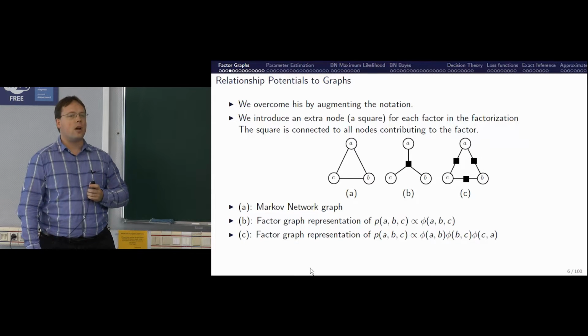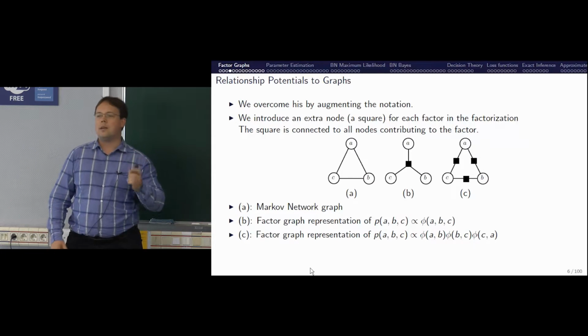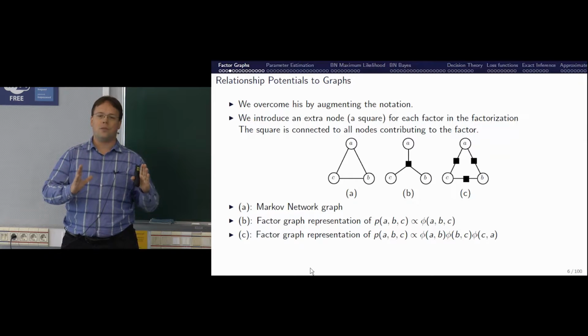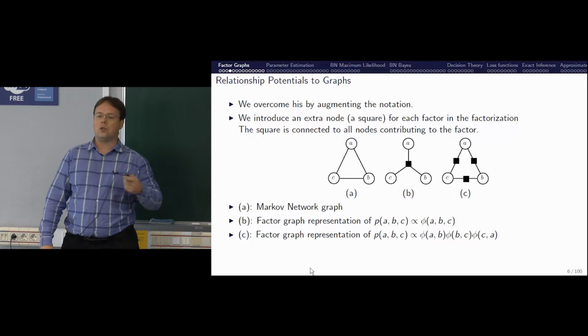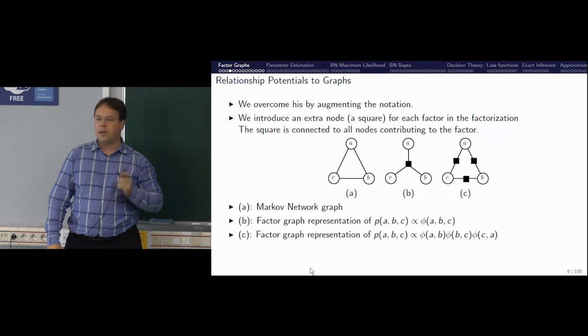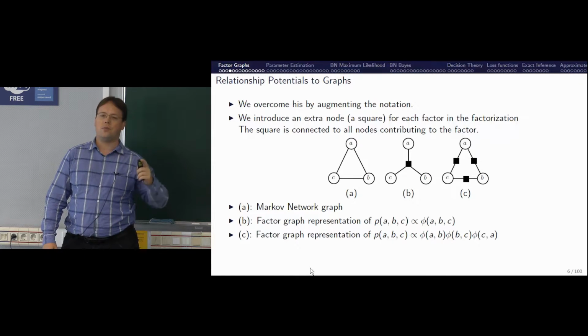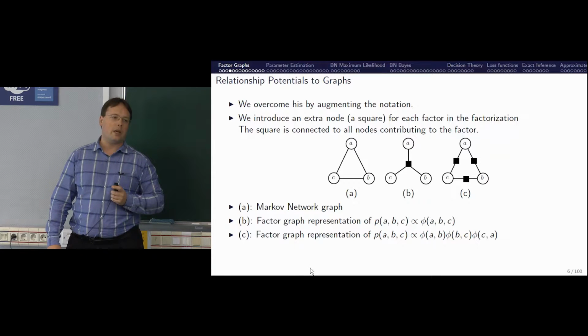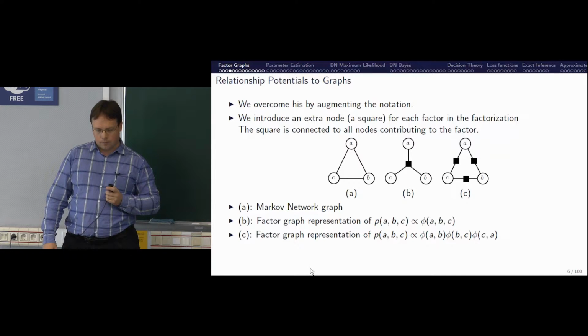Okay? So now we have a representation where we can directly read off from the graph how many functions we have and how many arguments each function has, which is what you care about in practice. Okay? It's just a notational trick, and this is really what came out of many years of research as a really, really useful way of writing probabilistic distributions.